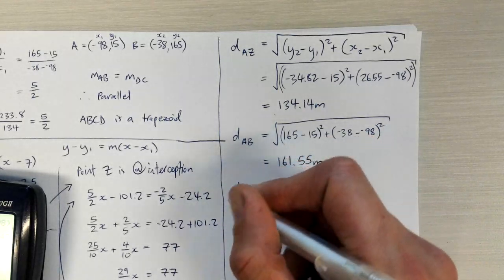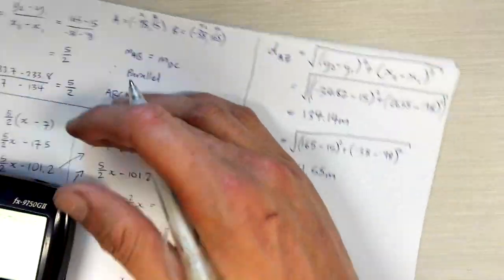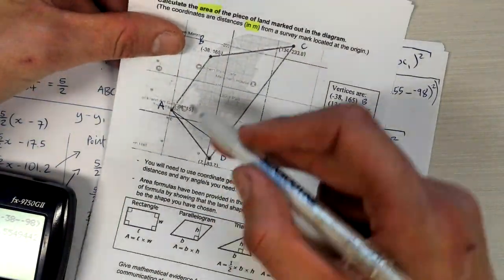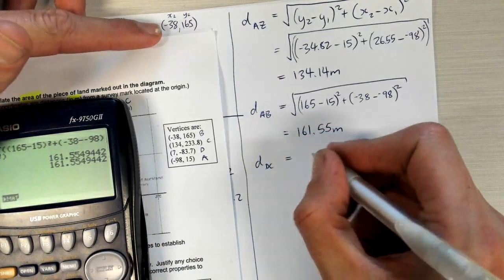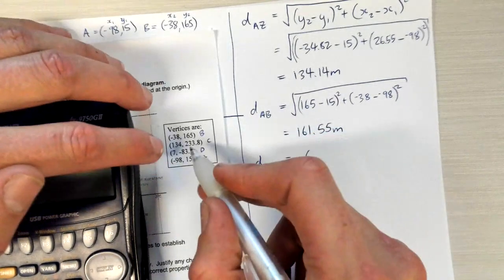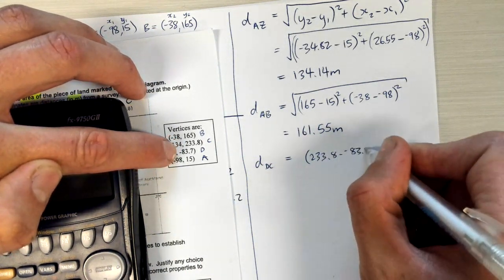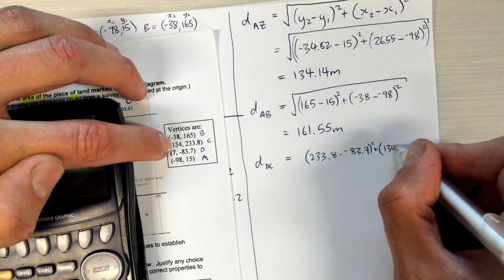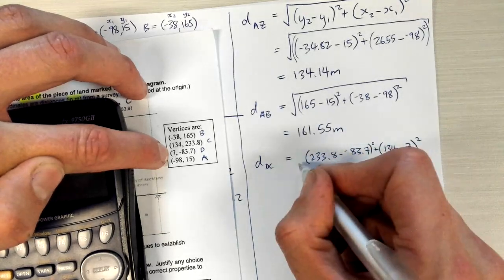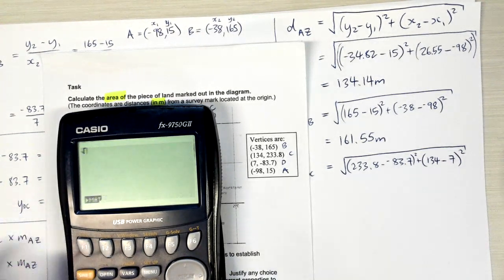Okay, then the final distance I need to calculate is DC, right? Because when I'm doing the trapezoid, I need the top and the bottom of it. So I'm going to need DC as well. So distance DC. Let's get these next to us as well. So DC, I'm going to start with this one. 233.8 minus negative 83.7. Oh, shucks, can it fit on? Yes, it can. 134 minus 7. Oh, heaps of space. Crazy. All square rooted. Cool. Let's go and do that quickly.